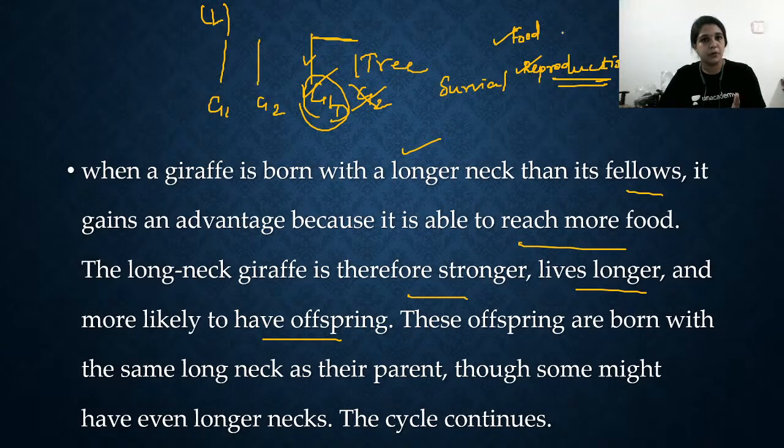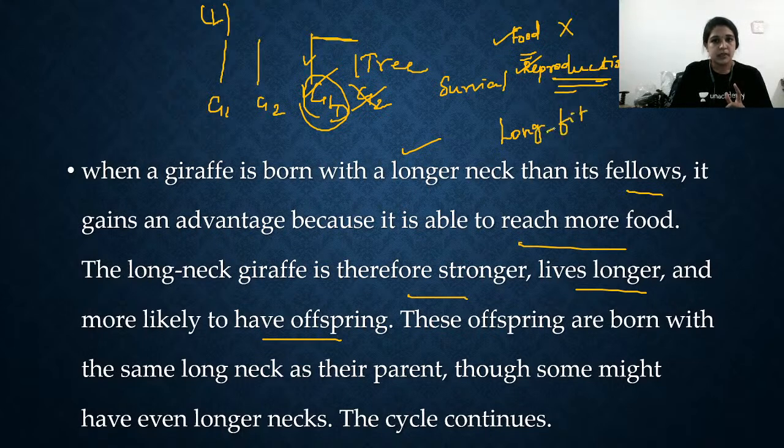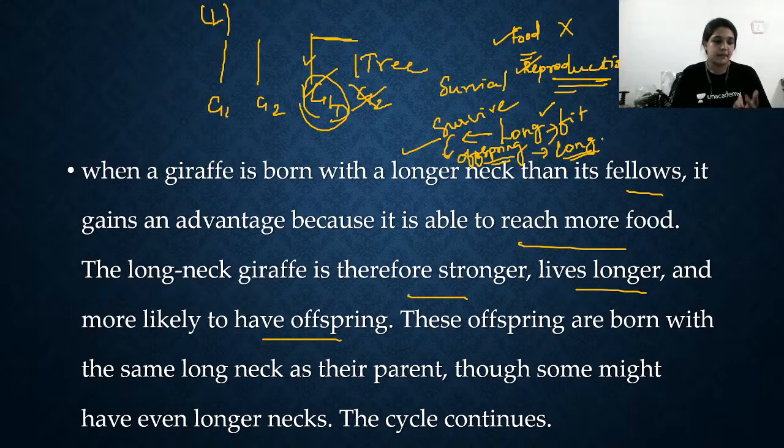For reproduction, you need food. For food, in a giraffe, you need a longer neck. If you don't have a longer neck, you won't get food. If you don't get food, you will eventually die and you cannot undergo reproduction. So the organism with a longer neck is fit. So this organism can survive. That is what we call survival of the fittest. And this organism can create offspring. So eventually, when the long neck organism creates an offspring, that offspring can also have a long neck because it is in their gene. Clear?